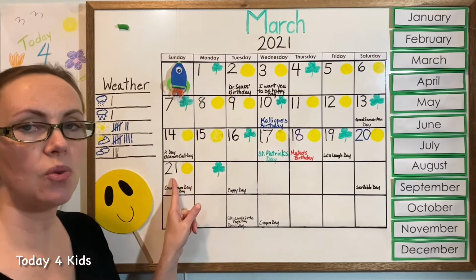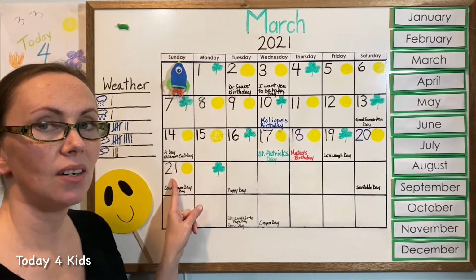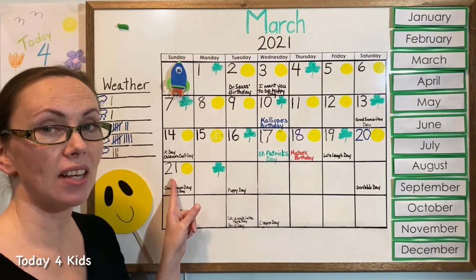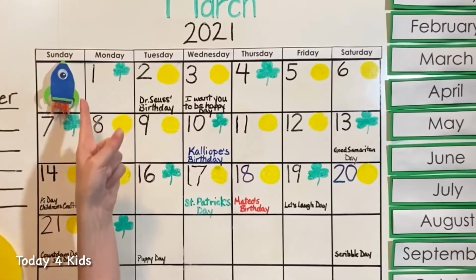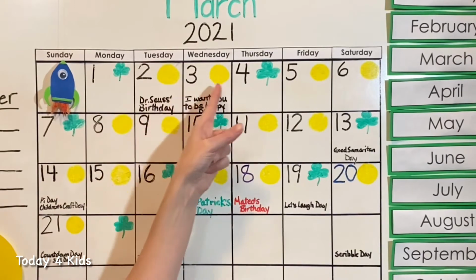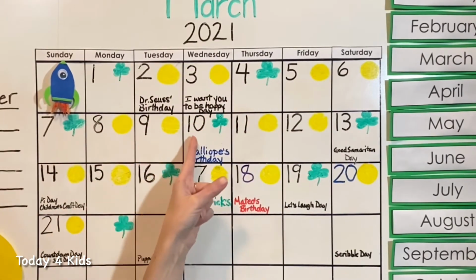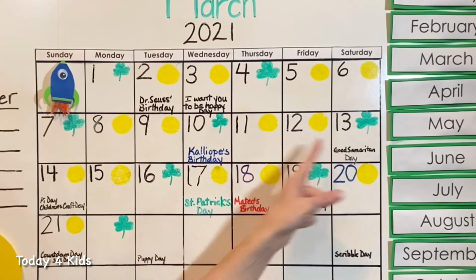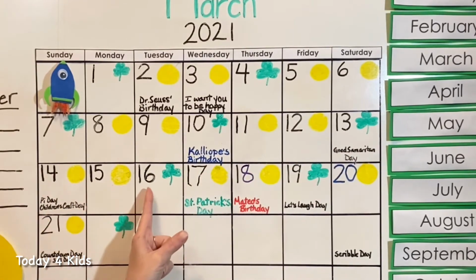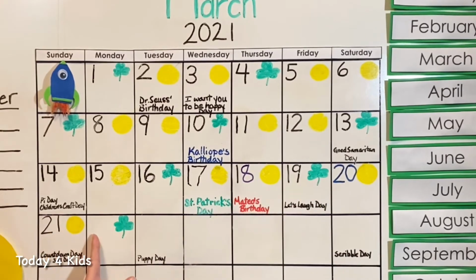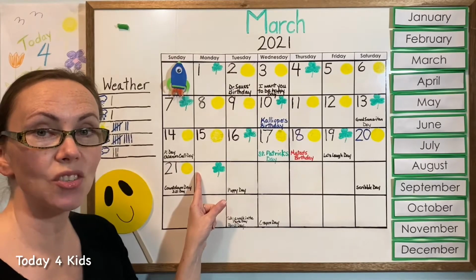So if yesterday was the 21st, what do you think today will be? What comes after 21 when we're counting? Well, I hear wonderful guesses. Let's go back up to the top and count our days together and see if our answer is correct. Are you ready? 1, 2, 3, 4, 5, 6, 7, 8, 9, 10, 11, 12, 13, 14, 15, 16, 17, 18, 19, 20, 21, 22. Did you guess 22?